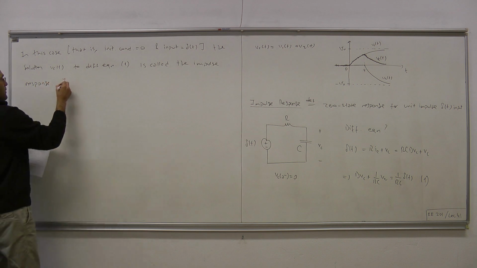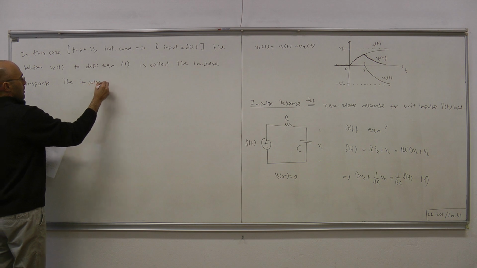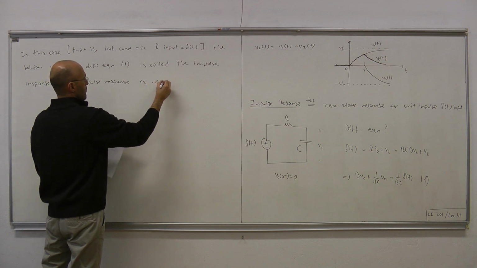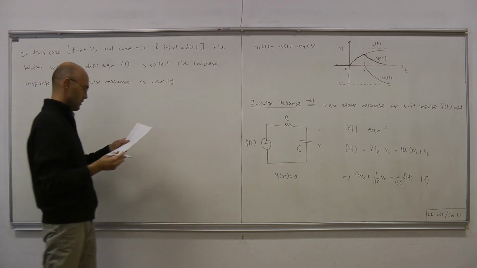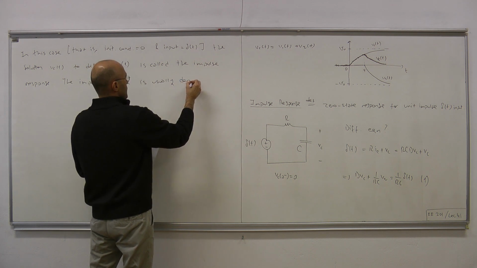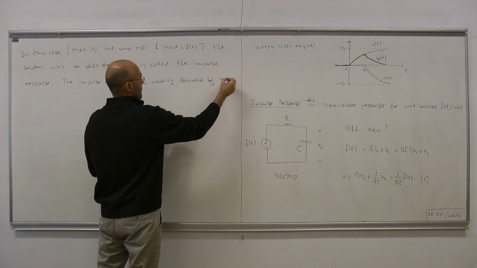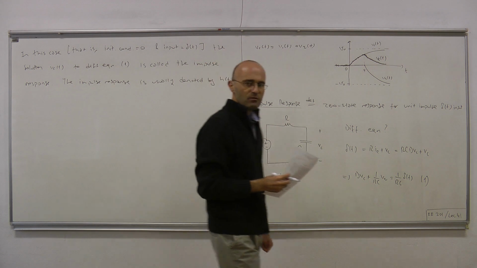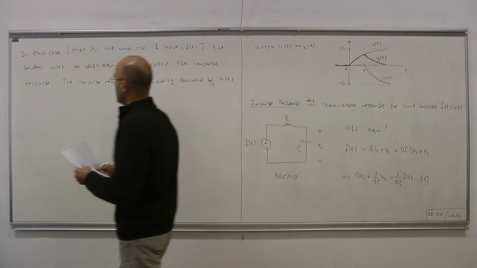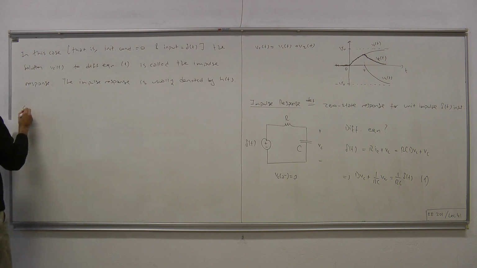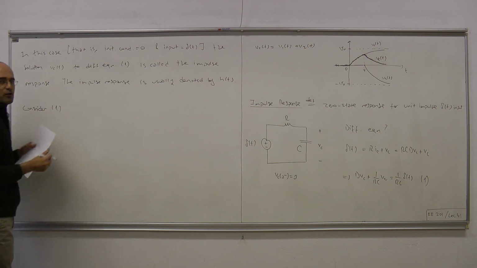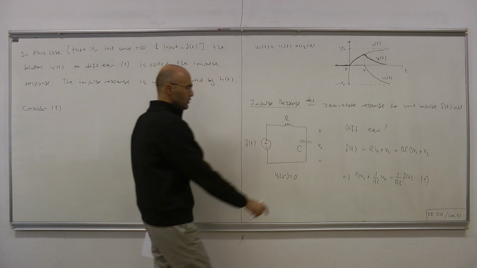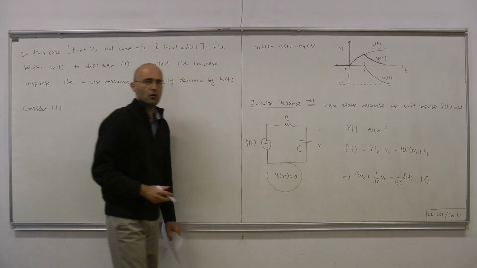Okay. And the impulse response is usually denoted by h(t). Okay, now we will try to figure out h(t). So let's consider differential equation 1. Okay, so we have everything we need to be able to figure out the solution. We have the differential equation and we have the initial condition.